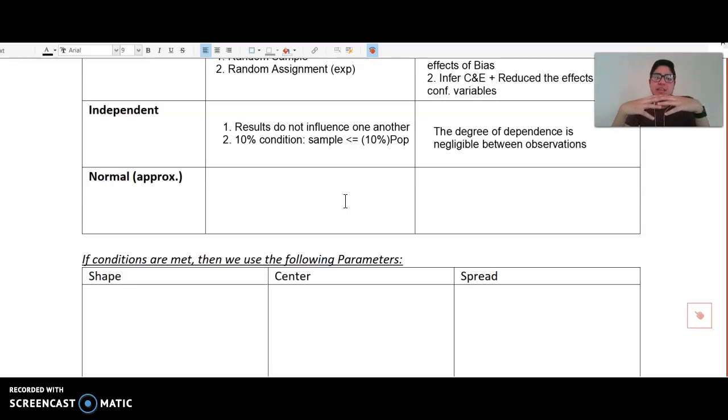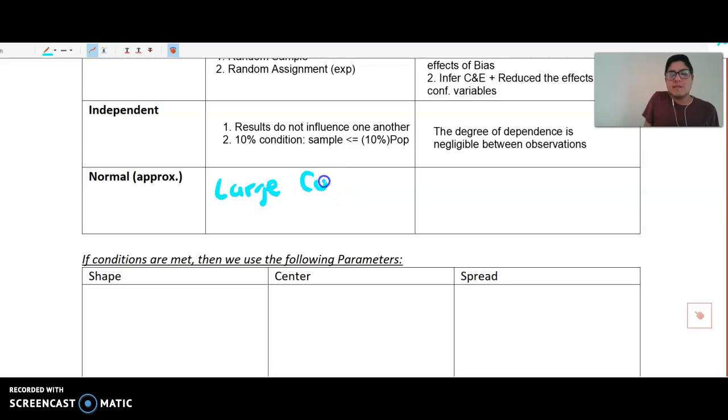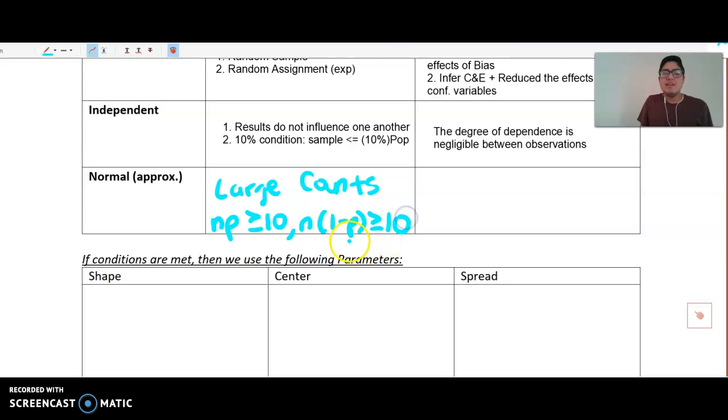All right, I've got about 3 minutes left, so I'm going to speed this up a little. And lastly, we want them to be approximately normal, and we do that with what we call the large counts condition, which says the following: n times p must be greater than or equal to 10, and n times 1 minus p must also be greater than or equal to 10. If those conditions are satisfied, we can say that the sampling distribution is approximately normal by large counts.